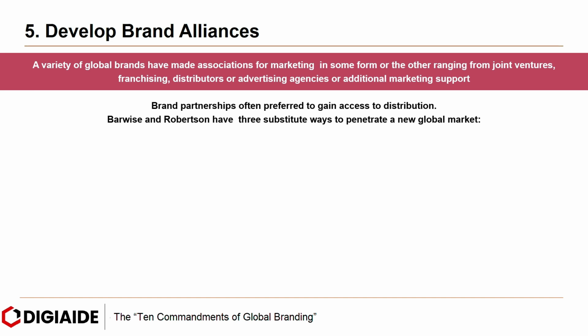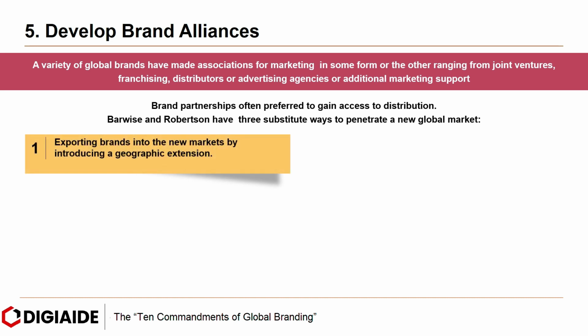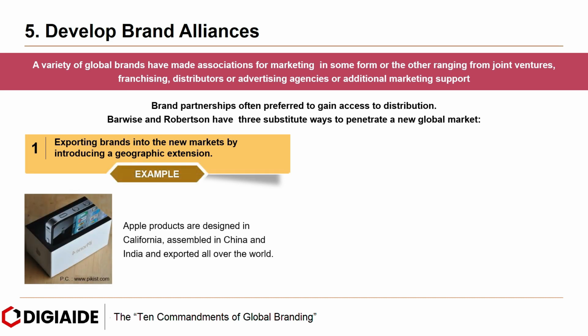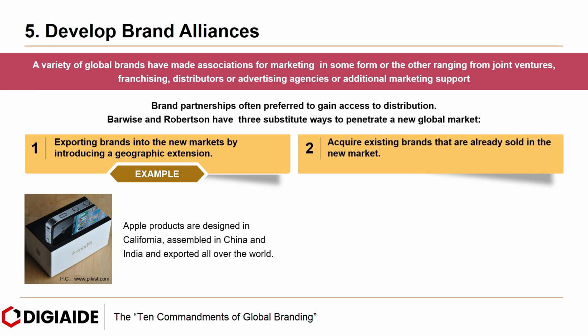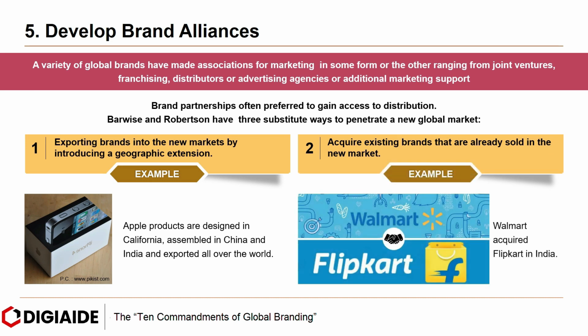Bowis and Robertson have 3 substitute ways to penetrate a new global market. First, exporting brands into new markets by introducing a geographic extension. Example, Apple products are designed in California, assembled in China and India, and then exported all over the world. Second, acquire existing brands that are already sold in the new market. Walmart acquired India's leading e-tailer, Flipkart, in India.